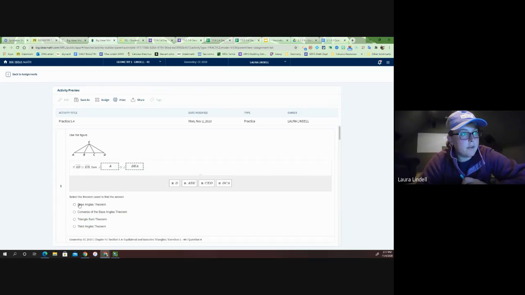And then the theorem that you use to find the answer is the converse of the base, or sorry, not the converse, it's the regular base angles theorem, because the base angles theorem says that if you start with sides that are congruent, then you can go to angles being congruent. So that's the base angles theorem.